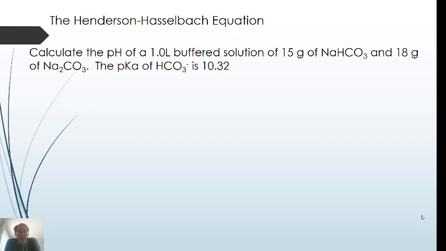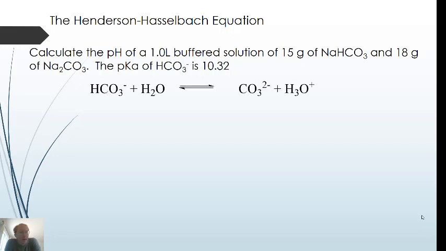So let's look at an example. Let's calculate the pH of a buffer solution of 15 grams of sodium bicarbonate and 18 grams of sodium carbonate. And the pKa of bicarbonate, which is going to be our weak acid, is 10.32. So based on this pKa value, is bicarbonate a good acid? No, this is a high pKa value. Bicarbonate is not a very good acid at all.